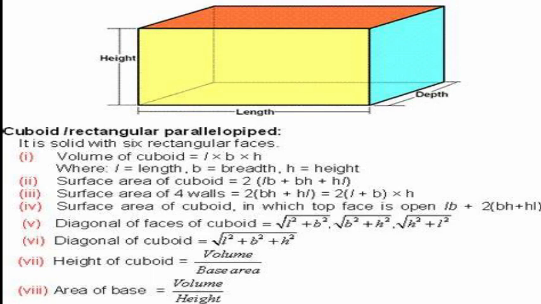And for the diagonals of the faces of the cuboid, we have three diagonals for three different types of faces. One diagonal would be root over L square plus B square, where the face has dimensions length and breadth. Where the face has dimensions breadth and height, the diagonal would be root over B square plus H square. And where the face has dimensions H and L, the diagonal is equal to root over H square plus L square.